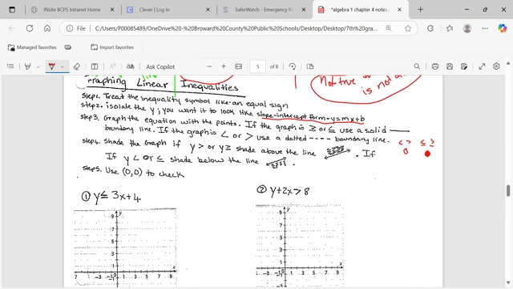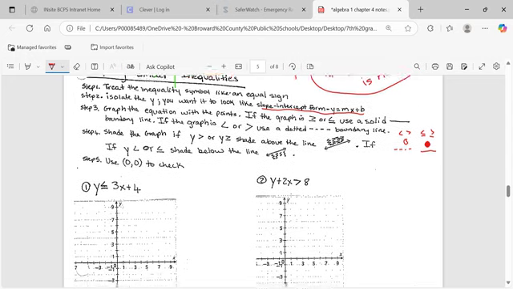If the graph is greater than or equal to or less than or equal to, we're going to use a solid line. If it is less than or greater than, we're going to use a dotted or an open boundary line. And then if it's greater than, we're going to shade above, because everything above tends to be greater. Your y values are going up. And if it's below, then we're going to shade below. And then we can use 0, 0 to check.